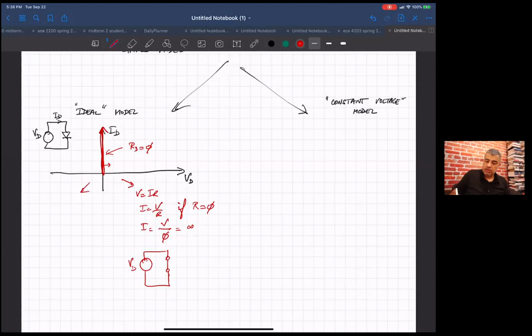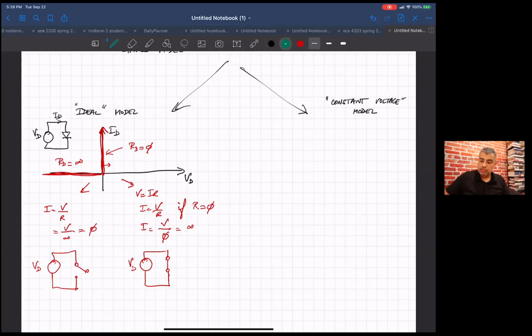On this side, we just say the simplified model is the switch is just off, and here R sub D is infinite. And again, I is V over R, so it's V over an infinite thing, and that's equal to 0. And that is as if we had V sub D just sitting in space. We just open the switch. Okay. Any questions about that, guys?